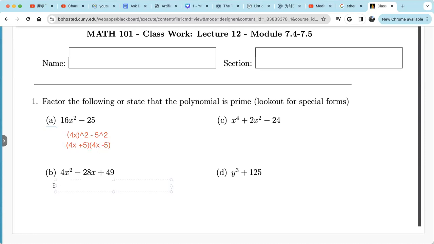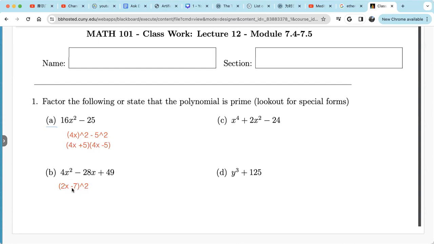Let's see B. B will have a trinomial of 3 terms. So we're thinking, 4x squared, the two ways to factor: 4x times x or 2x times 2x. 49 is 7 squared. So this can be factored as 2x minus 7 squared. Basically, it's 2x minus 7 times 2x minus 7.